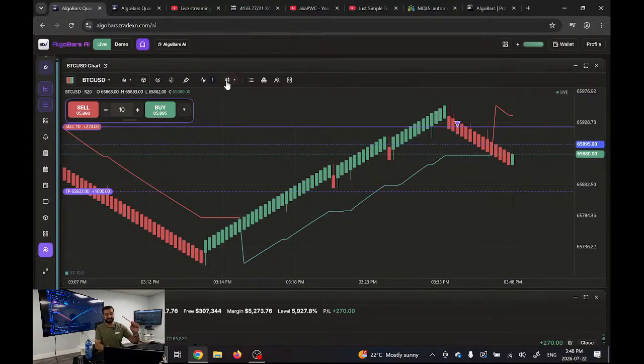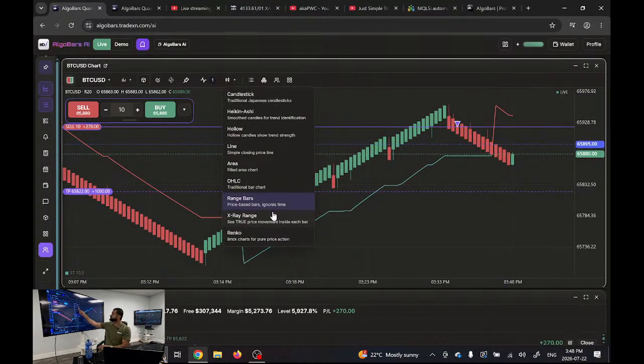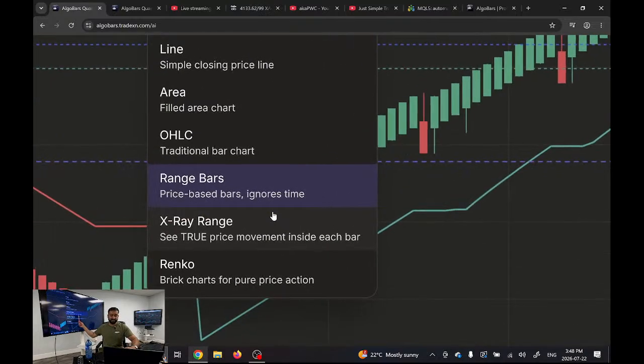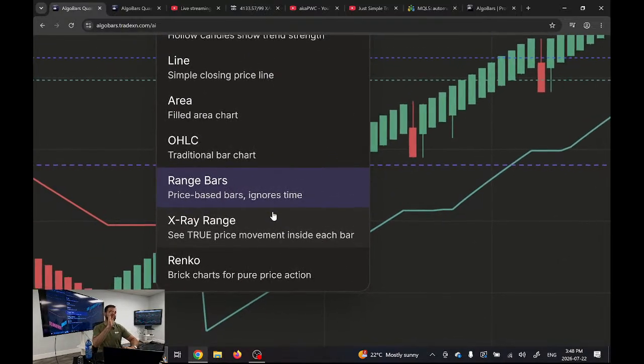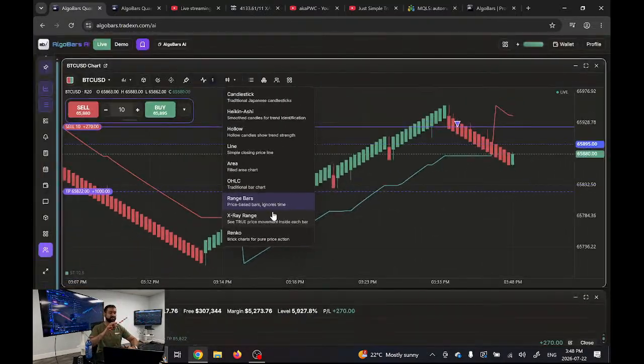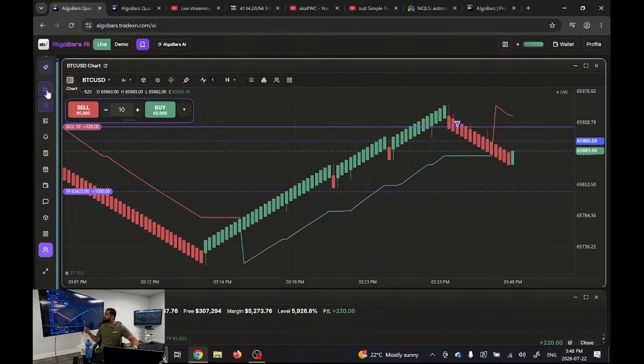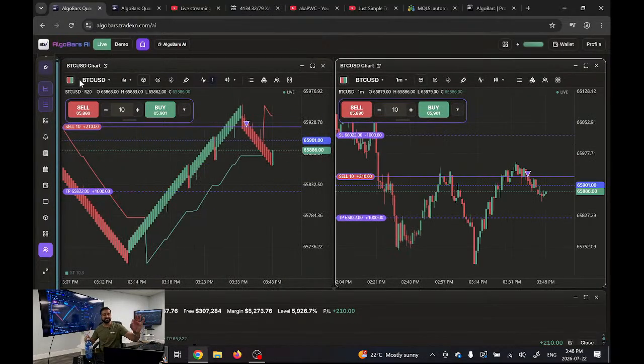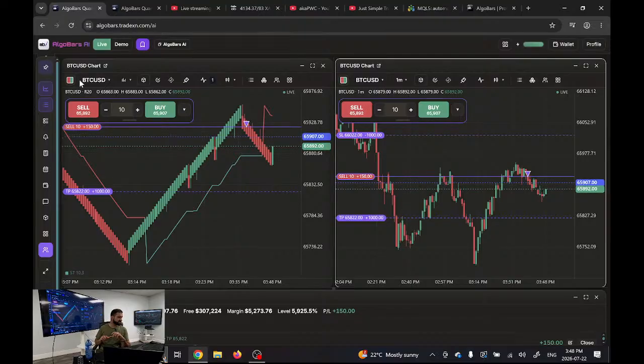The next thing is, on AlgoBars, there's the chart type, which is called range bars. Okay, so under chart type, you can see range bars and X-ray range. Guys, if you're still using candlesticks and you're doing analysis, you are so far behind. You need to get ahead of the times, which is range bars. And let me explain to you what the range bars do and how they work, because this is the difference between me being unprofitable and then me being profitable. All right, let's go. Let's get started.